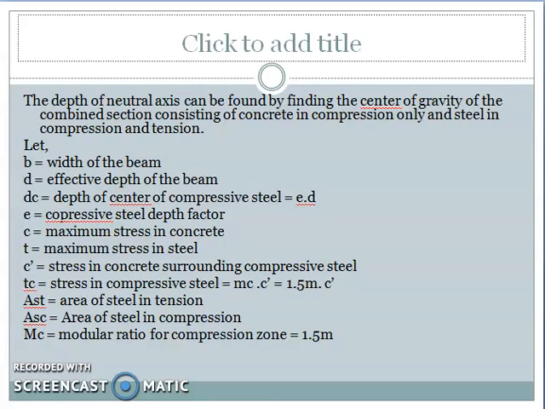AST is area of steel in tension. ASC is area of steel in compression. MC is modular ratio of compression zone, which is equal to 1.5 times M. This we have already explained. So here the extra things that we need to take care of are DC, E, C dash, TC and ASC, and also MC. Okay, all the other things are the same as what we have learned in the singly reinforced section. So using the stress diagram, we will do a derivation to find out the depth of neutral axis in the next video. Thank you.